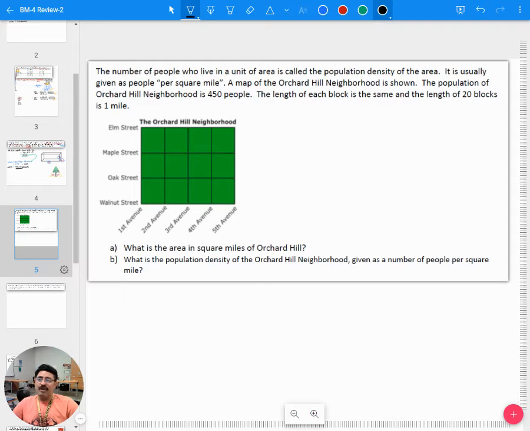The population of the Orchard Hill neighborhood, let me change the numbers. Instead of 450, let me make it 175. I just changed the number. The length of each block is the same, and the length of 20 blocks is 1 mile.